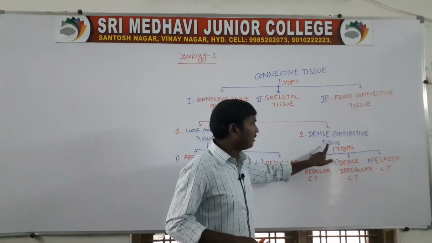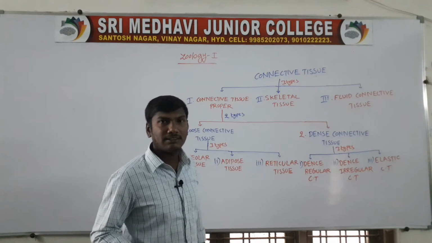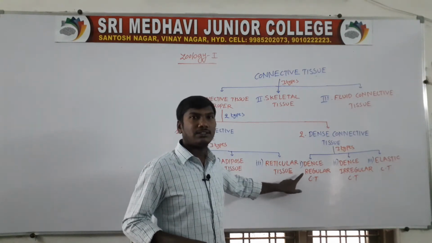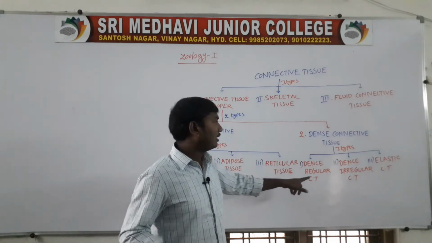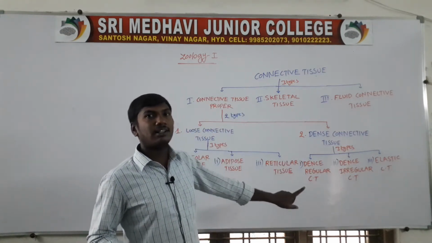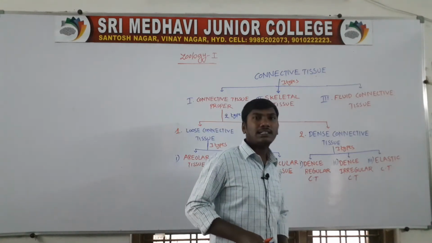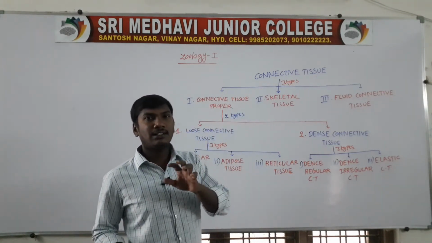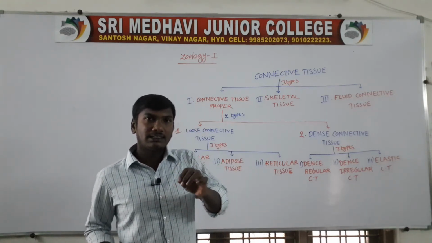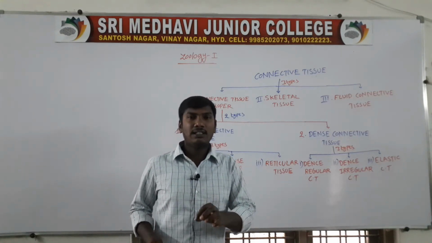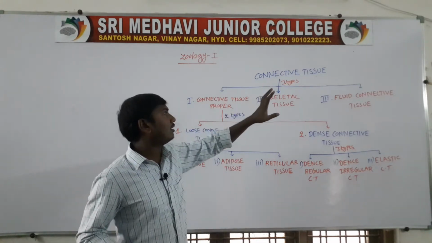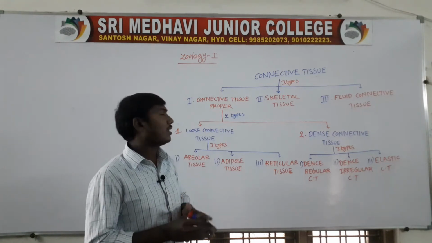The dense connective tissue is divided into three types: dense regular connective tissue, dense irregular connective tissue, and elastic connective tissue. So this is the flow chart of the connective tissue.